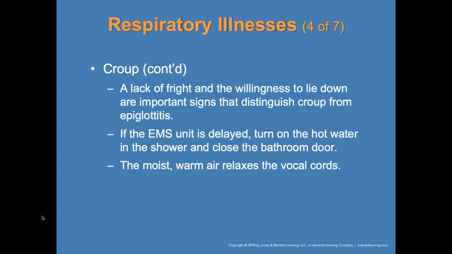If the EMS unit is delayed, a good trick is to turn on the hot water in the shower, get the child in there, and close the bathroom door. Help get some hot humidified air in there. That moist air is going to help relax the vocal cords.